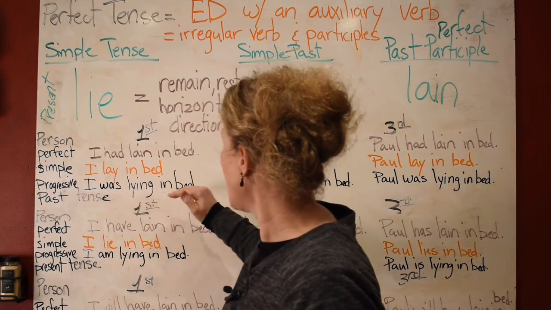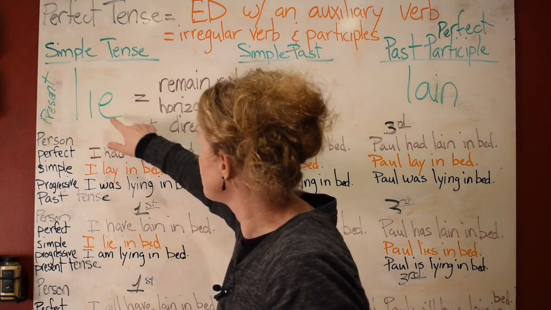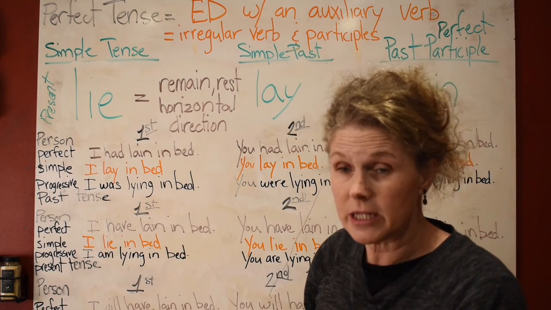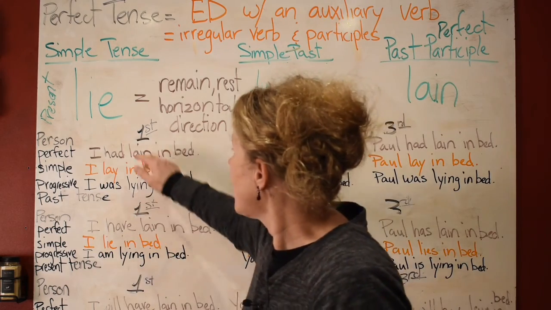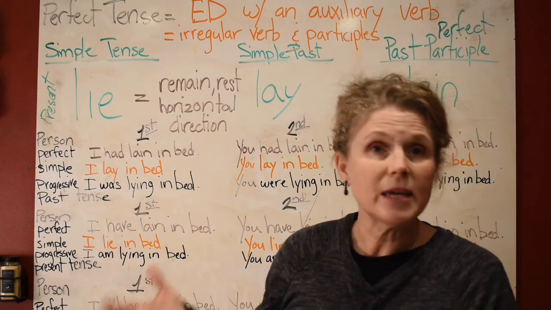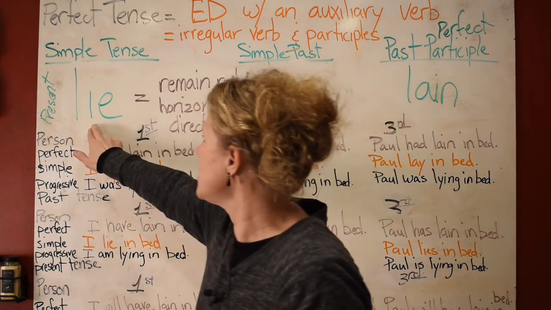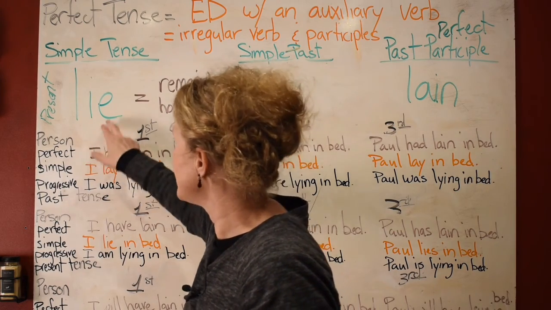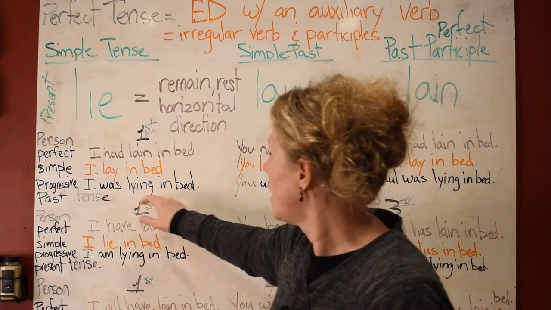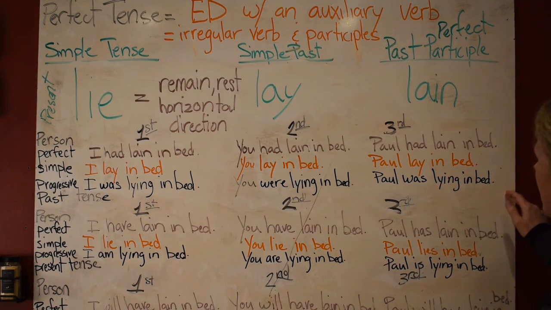Progressive, I was lying in bed. Look what happened here. Do we just put our ing? This is a spelling word that you actually need to know how to spell. So oftentimes you just add the ing on, or you drop the E or something like that. But this one, you don't. You change this I and the E to a Y, and then you add on your ing. This is how you spell lying. I was lying in bed, you were lying in bed, Paul was lying in bed.